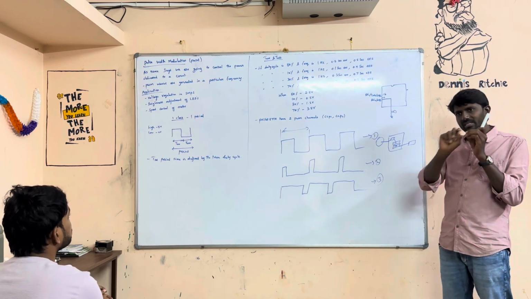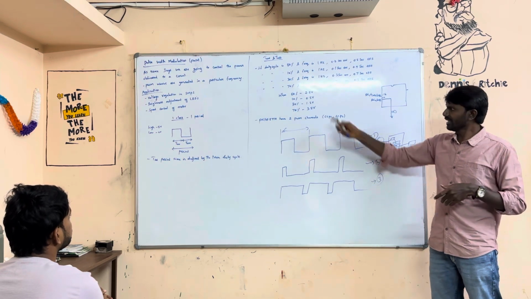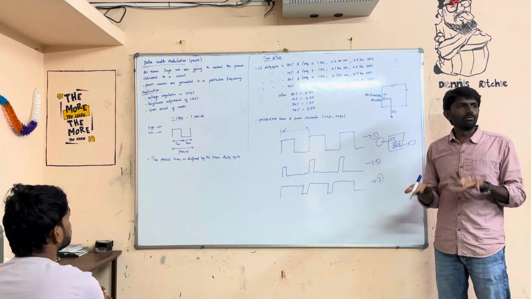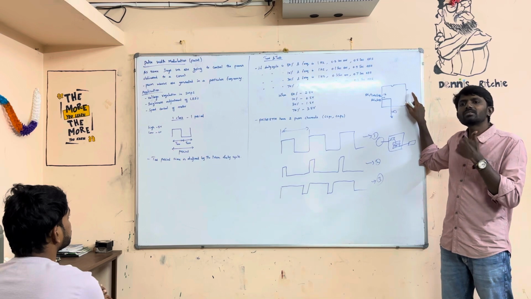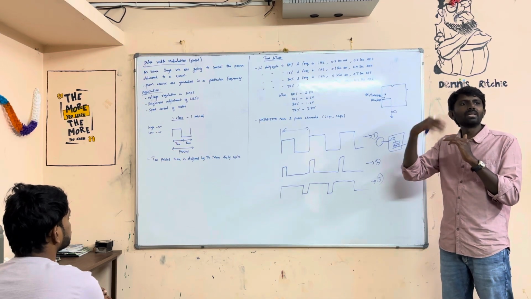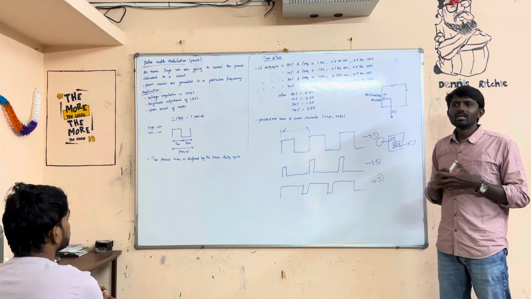Suppose no sir, I always want output voltage as 5 volt. Then you give 100% duty cycle, so that you will get always 5 volt. No T off. Continuously you will keep getting the 5 volt only. Everybody getting right? So that's the logic.